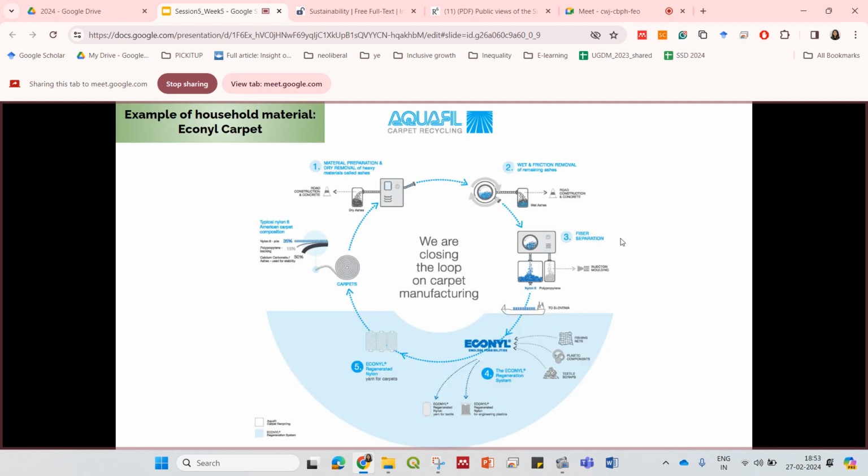Another example you might remember was this Econyl carpet material, which followed the closed loop or cradle to cradle life cycle, because it focused on recycling the carpet fiber or material and then again reusing it to create the Econyl fiber, which is again used to make yarn for carpets. So this is another example of carpet material, just Econyl.